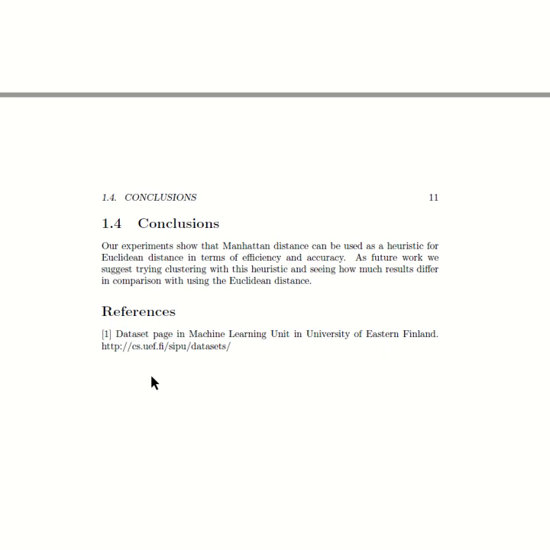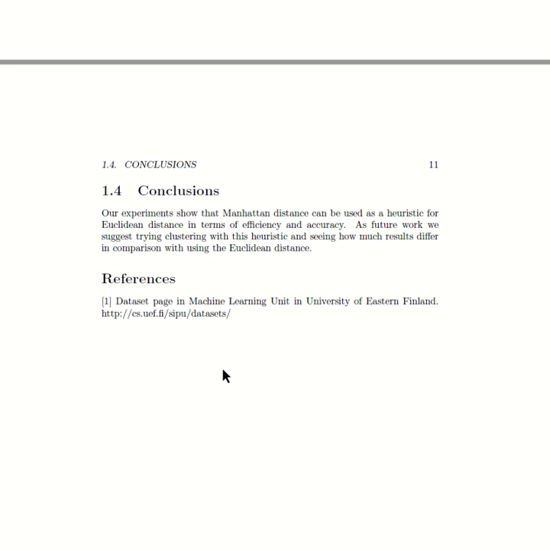And these datasets are from the University of Eastern Finland Machine Learning Unit. There are many datasets, very useful in testing clustering algorithms, if it's good, or comparing, for example, clustering algorithms.